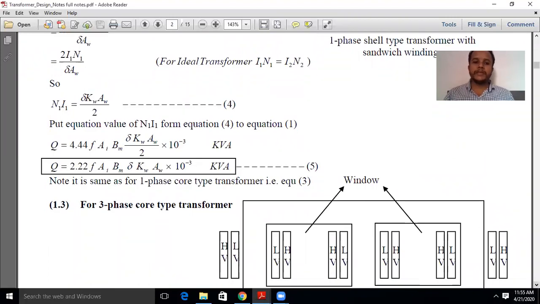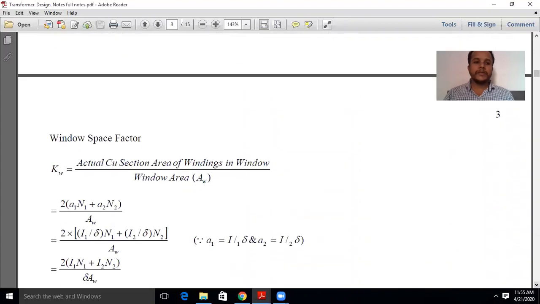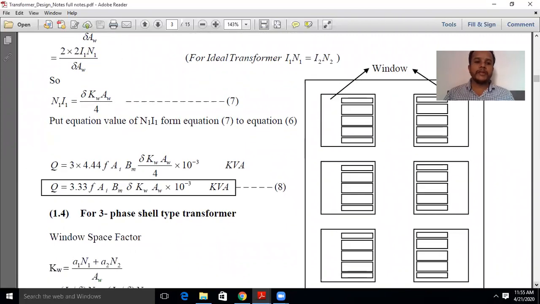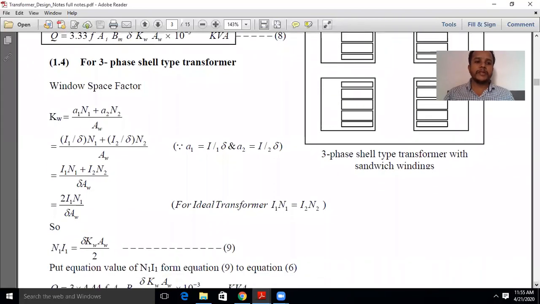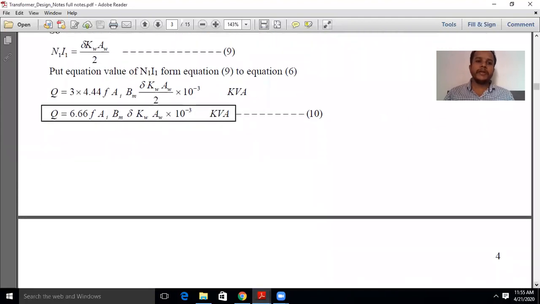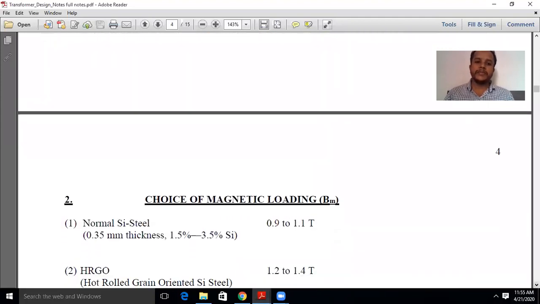Similarly, for the three-phase core-type transformer, the output equation is 3.33 FAI BM delta KW AW into 10 to minus 3. And for the three-phase shell-type transformer, it is 6.66 FAI BM delta KW AW into 10 to minus 3. So this is the output equation for the various transformers.